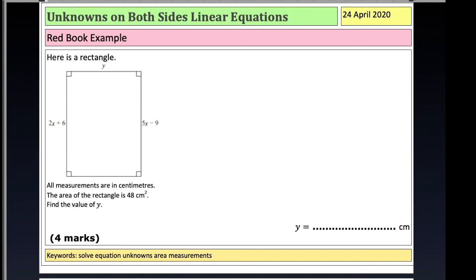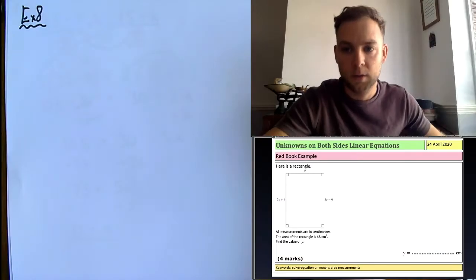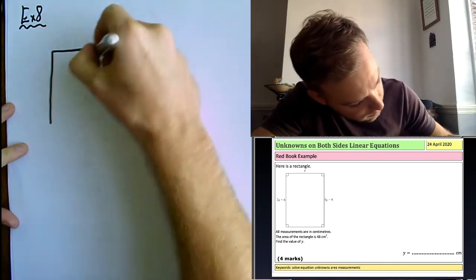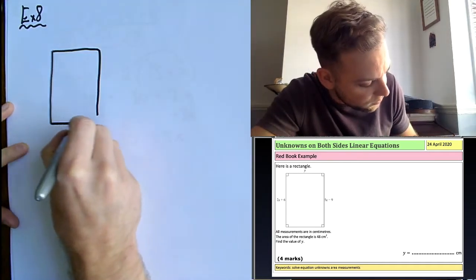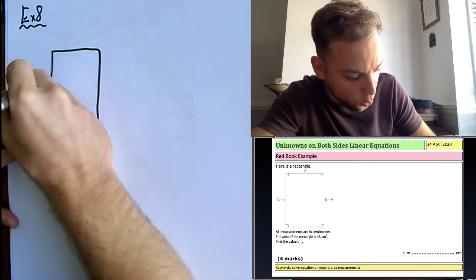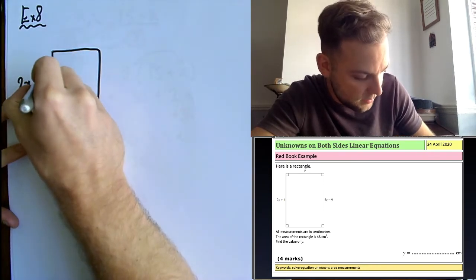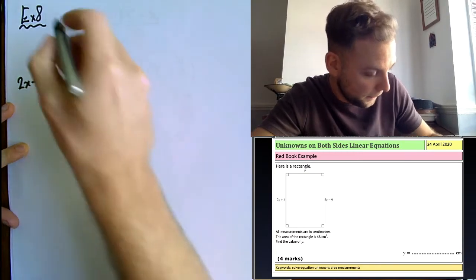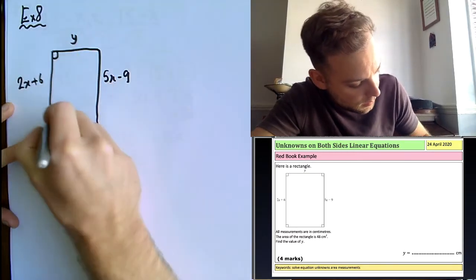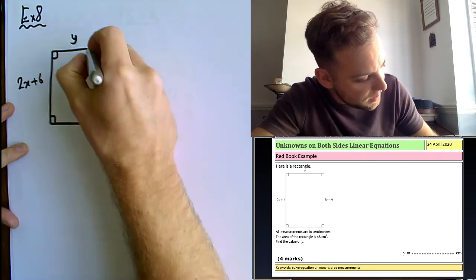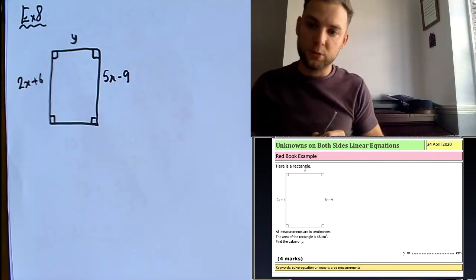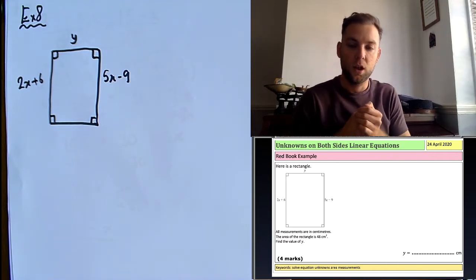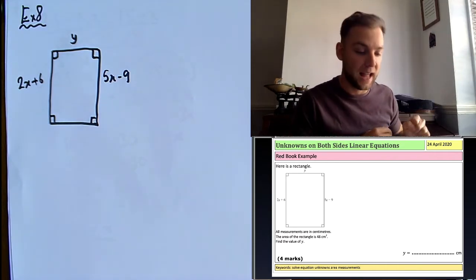So, let's draw this out first of all. Again, this usually comes at the back end of foundation or the start of higher. Now, if you've seen some of the earlier videos, you might remember that when we were doing solving linear equations, we did a problem solving question at the end of that.